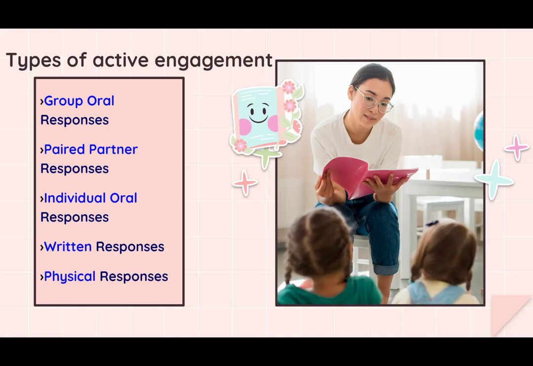Types of active engagement can include a group oral response, paired partner responses, individual oral responses, written responses, or physical responses. We want to make sure that we include a variety of these responses in each lesson, or definitely in each day. Keep it fun. I would even like to add to this active responding. If the answer is to, please stand up. If the answer is not to, please sit down. If the beginning sound is, stand up. If it's not, sit down.